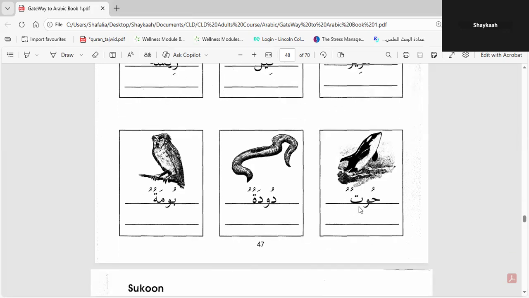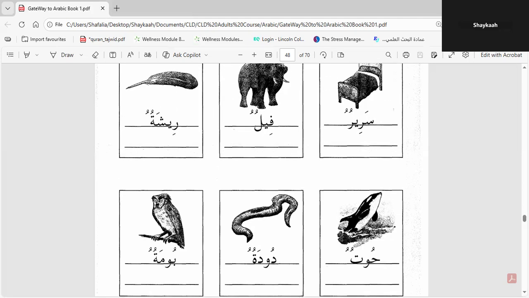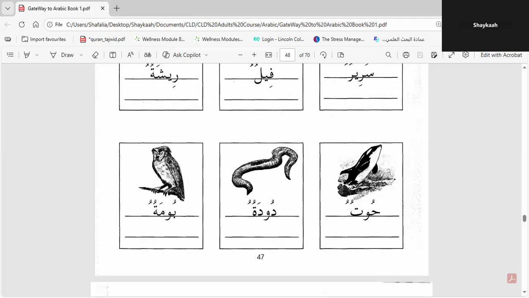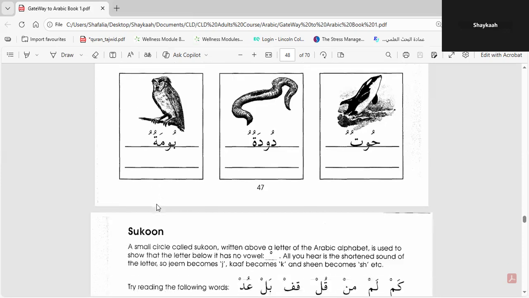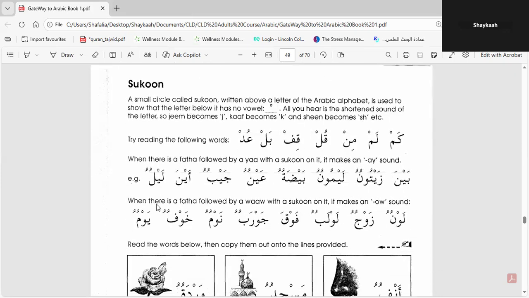Now you have the dhamma with the waw. The matching vowel for waw is dhamma. And as you can see, the waw, like other letters, the ya and the alif mads, is blank. They do not have any vowelling on them. Uutun, uutun, duudatun, duudatun, bumatun, bumatun. Okay, so not elongating it.